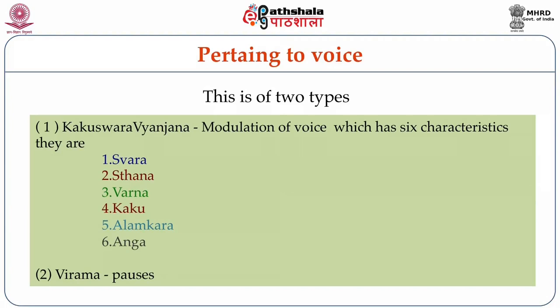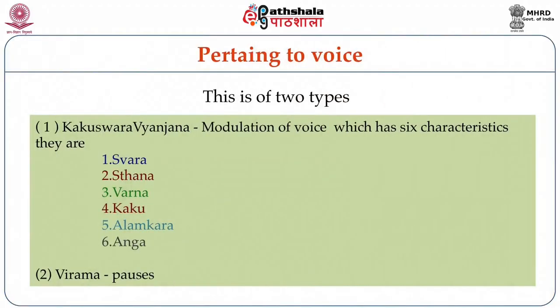The third one is varna. Varna is of four varieties. Varna is a mode of intonation of the voice, which is udatta, anudatta, swarita, and kampita. Udatta is a bold type of intonation. Anudatta is a very normal one. Swarita is a little higher level, and kampita is a little shaking vibration in the voice.